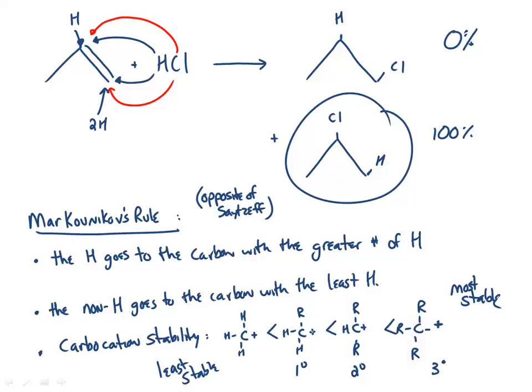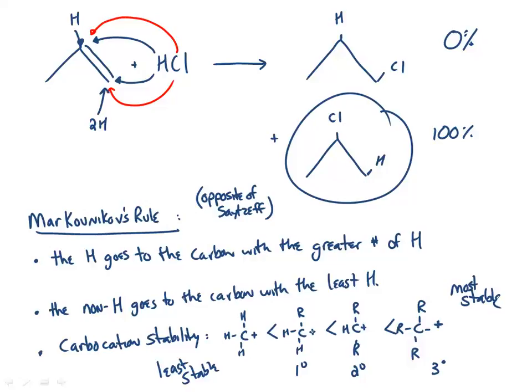And what that really does is that by adding the hydrogen to the carbon with the most hydrogens, it gives you the most substituted carbon. And so it's the least stable, and that's why the chlorine or whatever else reacts with the other one.